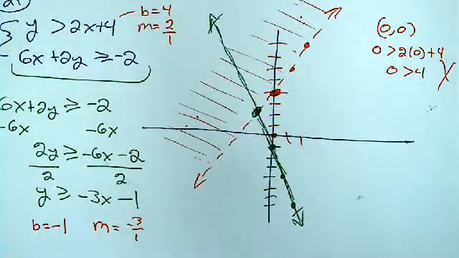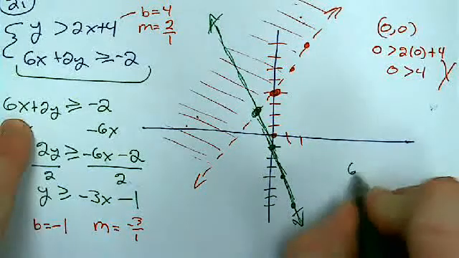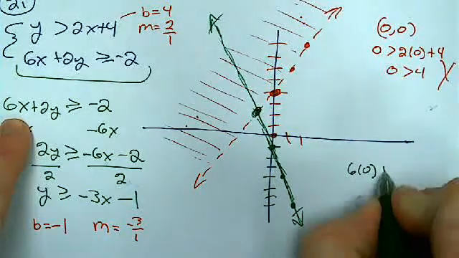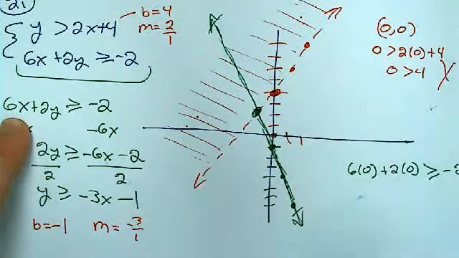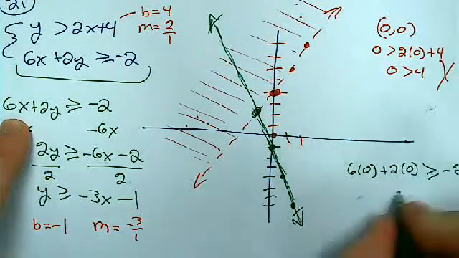Let's test the green line. 6 times 0 plus 2 times 0, is that greater than or equal to negative 2? Yeah. 0 is greater than negative 2.